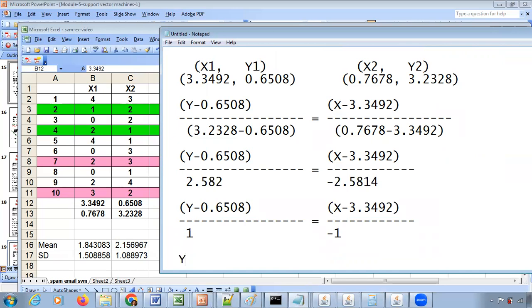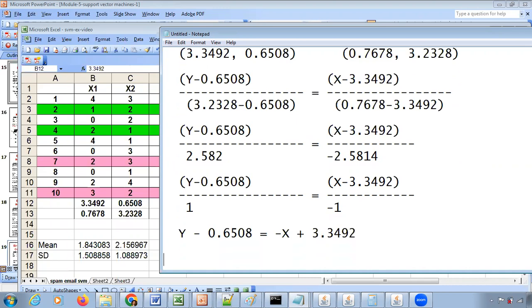So we can just deal with that side. y minus 0.0568 is, this is x divided by -1, so that's minus x. Negative 3.3492 divided by -1 becomes plus 3.3492. And just simplify this, bring the x to the side and everything to the side. So basically x plus y minus 0.6508 minus 3.3492 equals 0.